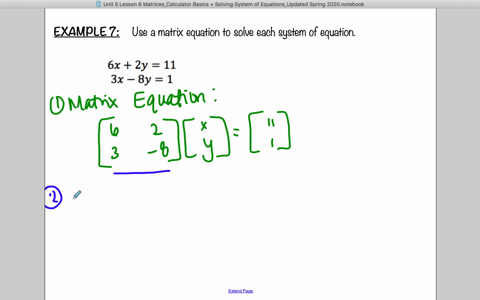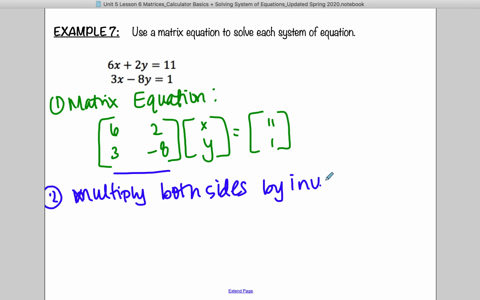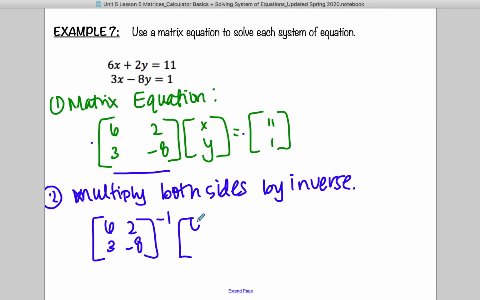So step 2, multiply both sides by its inverse. Remember, order matters, so when we multiply, we're always going to multiply on the left-hand side. So I will now have my inverse. It's 6, 3, 2, negative 8, and I'm just going to use the notation for inverse. This matrix's inverse, times our coefficient matrix, then we have our variable matrix.